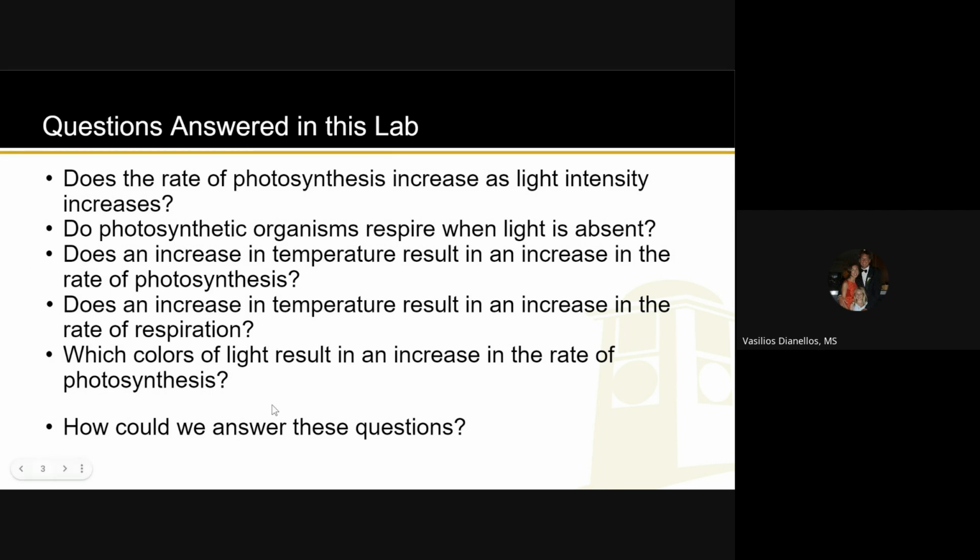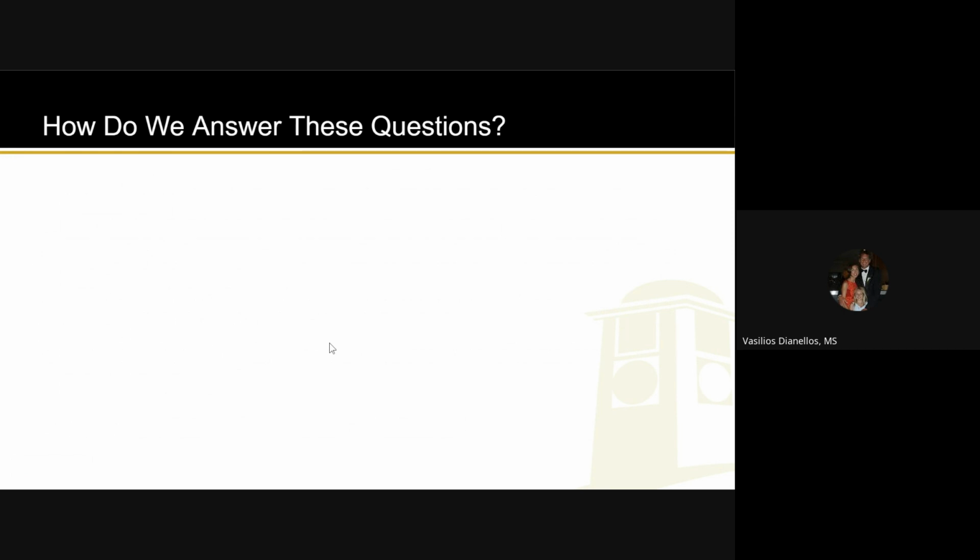So how do we answer these questions? That's what comes next. How do we measure the rate of photosynthesis and respiration? And I'm going to bring this up again later, but think about it. If we were doing an experiment for a whole semester, as opposed to just one lab period, which is about 2 hours, right? Let's say we had 16 weeks to do an experiment. How could we measure the rate of photosynthesis and respiration?